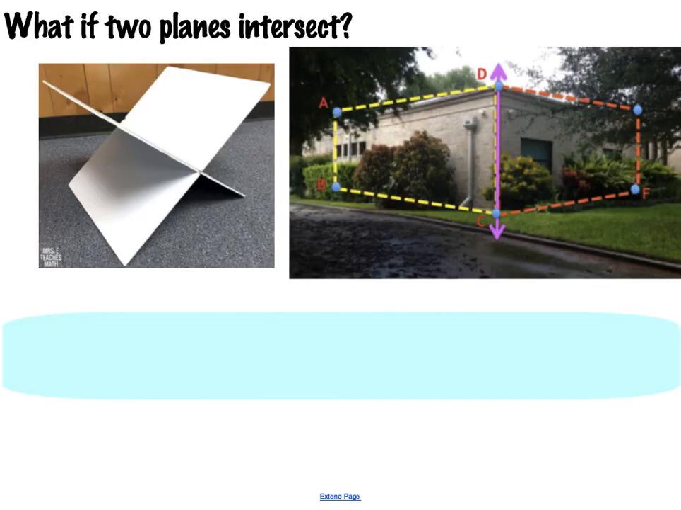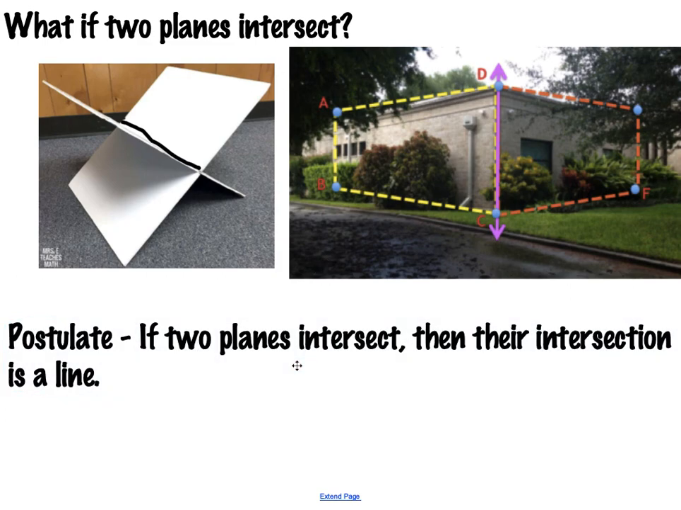Let's move forward. What if two planes intersected? These two cardboards, where are they intersecting? This wall of the house and this wall of the house, where are they intersecting? If you look at the figure here, it's very clear that they're intersecting at a line. And that is yet another postulate: if two planes intersect, then their intersection is a line.